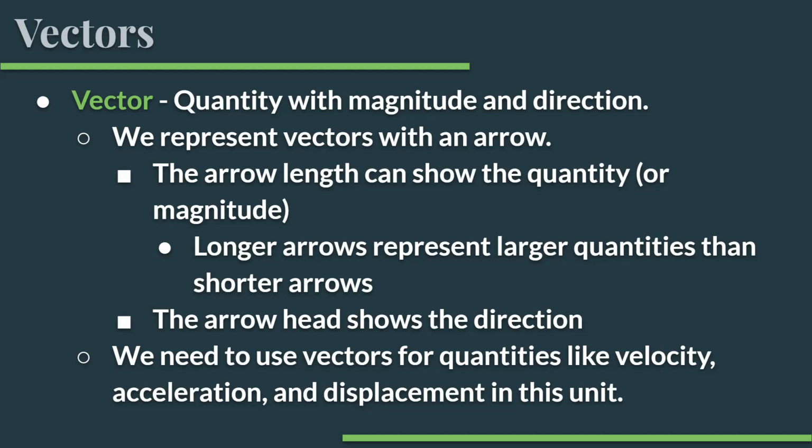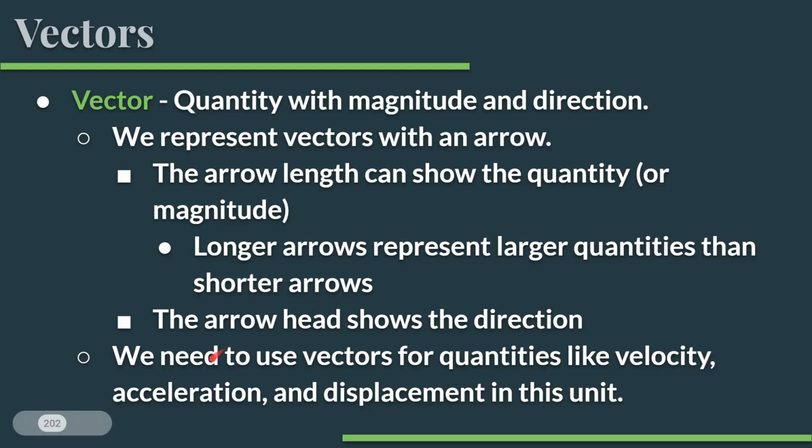So again, the length of the arrow can show the magnitude. The direction, of course, can be represented by which way the arrow is pointing, since we can draw an arrow pointing in any direction that we need. We use vectors for quantities like velocity, acceleration, and displacement in this unit. You've used them the most probably with displacement because you saw them in motion maps, and each of those vectors represented the displacement each second. But today we're going to look at them for velocity and acceleration as well.